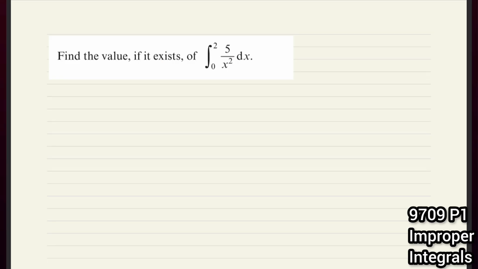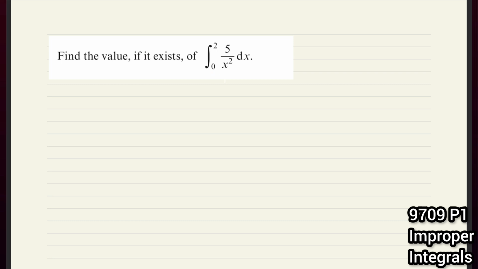Other kinds of questions that we can get for improper integrals are like this. Find the value if it exists. We can see that one of the limits is 0. An improper integral does not exist if it diverges to infinity, because the integrand, the function being integrated, has an infinite discontinuity at the lower limit of integration, which is 0.